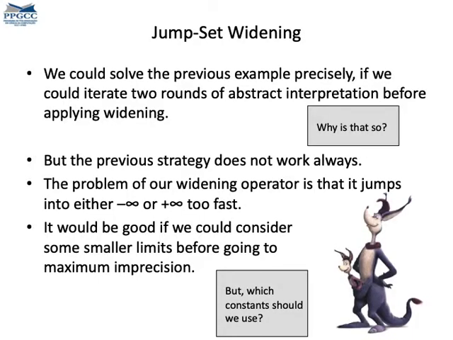If we iterated twice before doing widening, then we would get this result, the interval 0, 1 for each variable, the most precise result. But this approach does not work always. It's possible to come up with programs that force any number of iterations before we stabilize. But there is a nice heuristic that we could use. It's called jump set widening. Basically, instead of widening to either minus or plus infinite, we widen to some constants. The question is, which constants?